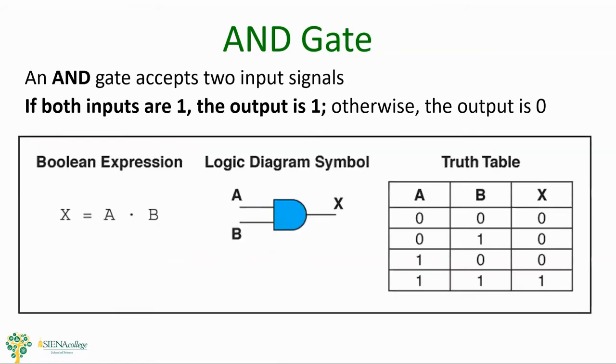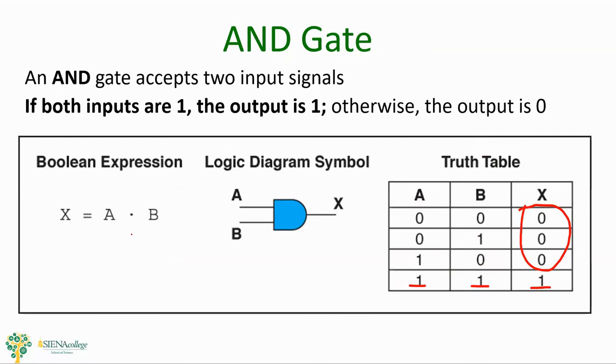The AND gate. The AND gate accepts 2 input signals. The AND gate is 0 unless both the inputs are 1. So looking at our truth table, we have a 1 as our output when both the inputs are 1. In all the other cases, the output is 0.